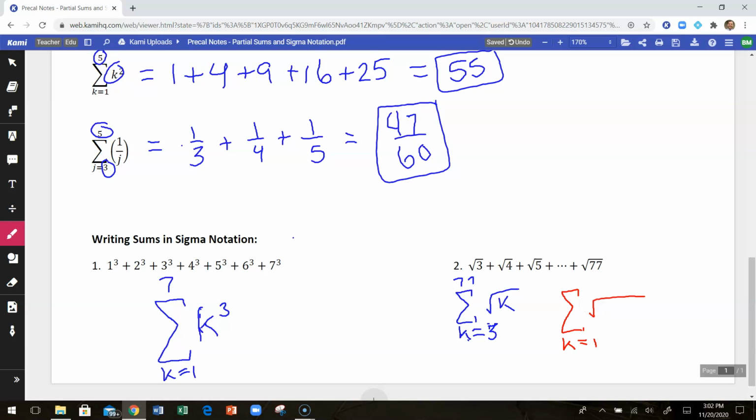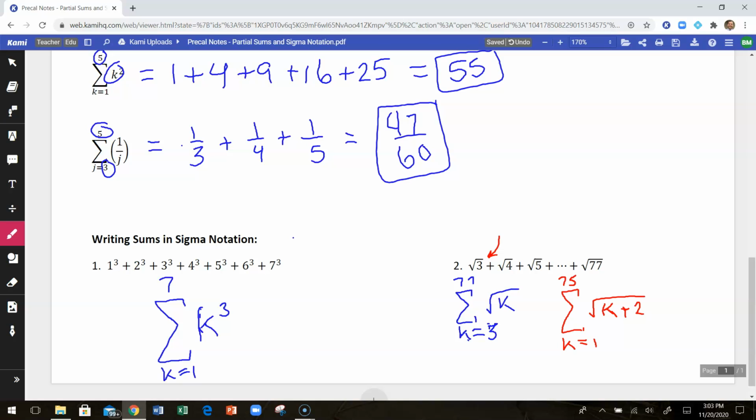So if I start with 1, how do I get that to be a 3? Well, I would just do k plus 2 inside there, right? 1 plus 2 is 3, 2 plus 2 is 4, and so forth. So I could make my formula the square root of k plus 2. Then I can start with k equals 1, and then what do I end with? I would end with 75.